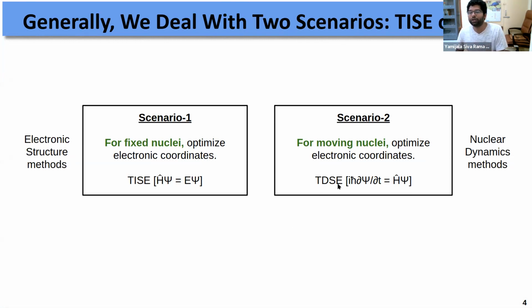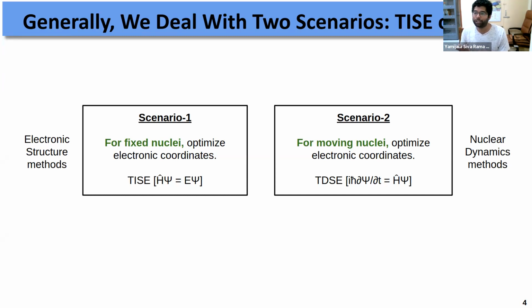Whereas the second scenario includes moving nuclei, where we will be considering the optimization of the electronic coordinates at each and every nuclear time step. These kinds of methods are called nuclear dynamics methods, and we will be using either the time-dependent Schrodinger equation or, with various approximations, its variants, in order to simulate the nuclear dynamics.